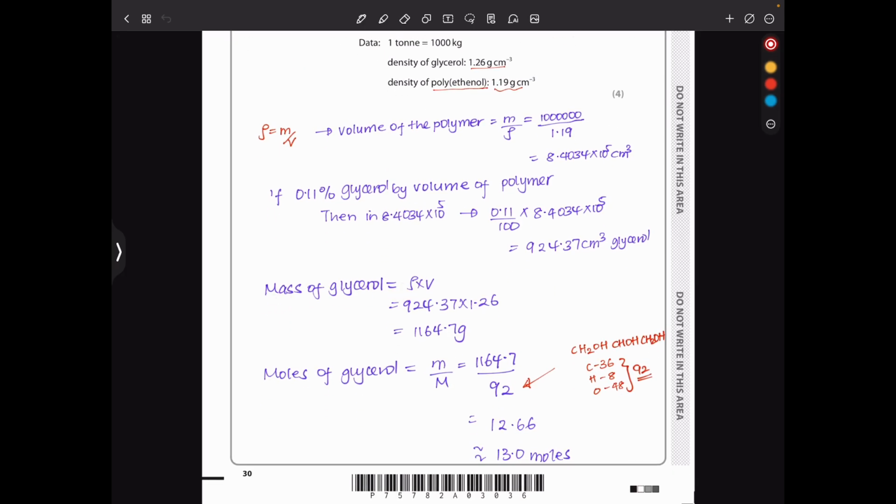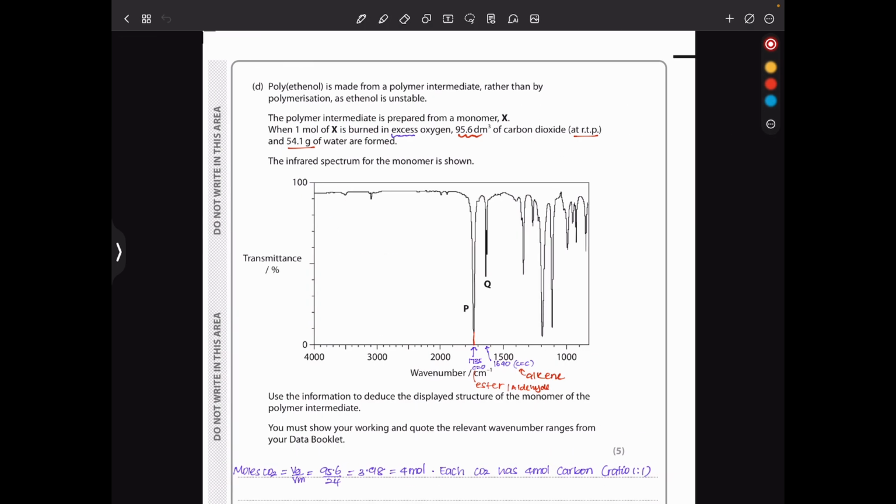Now the mass of glycerol is going to be density times volume, which is the density we have here times the volume here, giving us that mass. And finally, moles are going to be this mass divided by the Mr, which is 92, if you can see here, giving us 13 moles as the answer.